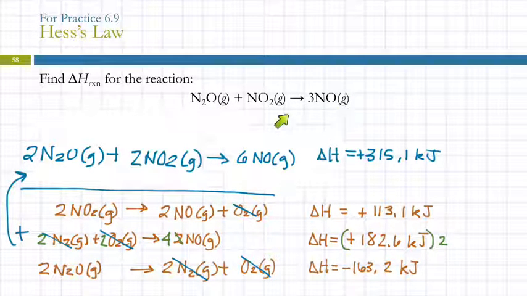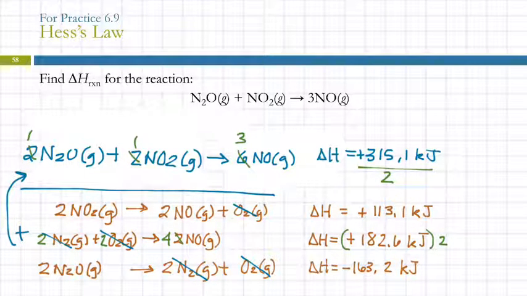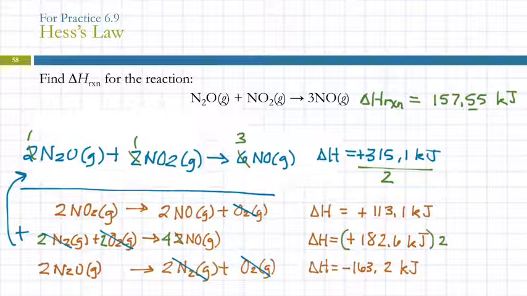But I was asked to find delta H for this equation. How can I make this chemical equation into that chemical equation? Divide by 2. So if I divide all these coefficients by 2, then this is 1, and this is 1, and this is 3. Now my coefficients are correct. I also need to divide delta H by 2. So delta H for this reaction is going to be 157.55 kilojoules. In terms of significant figures here, this is essentially adding, and so we should have one decimal place. So we're going to call this 157.6 kilojoules.